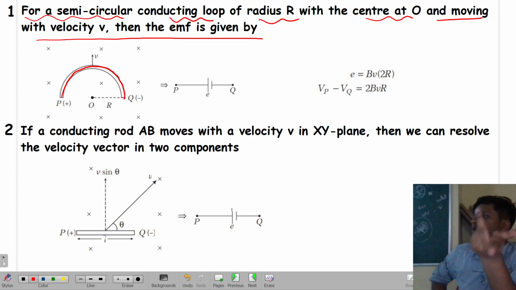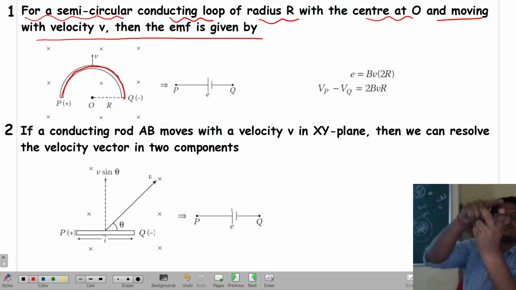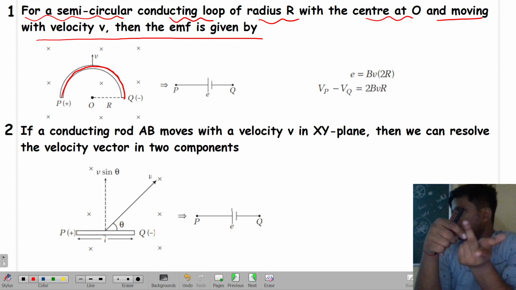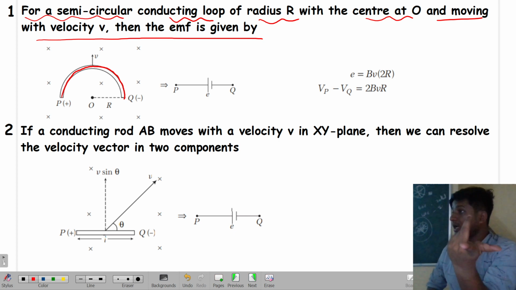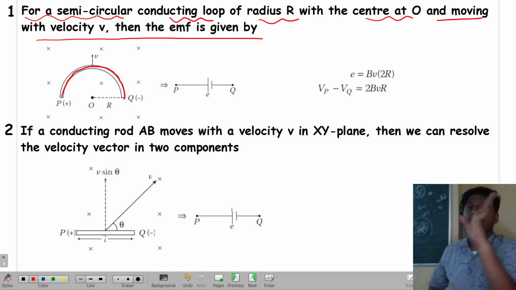Velocity. You can apply BQV directly. Got it or not? FBI or FBV. Velocity is upwards. Where is the force acting? It is acting horizontally. Listen to me perfectly. It is acting horizontally. So now look over here.